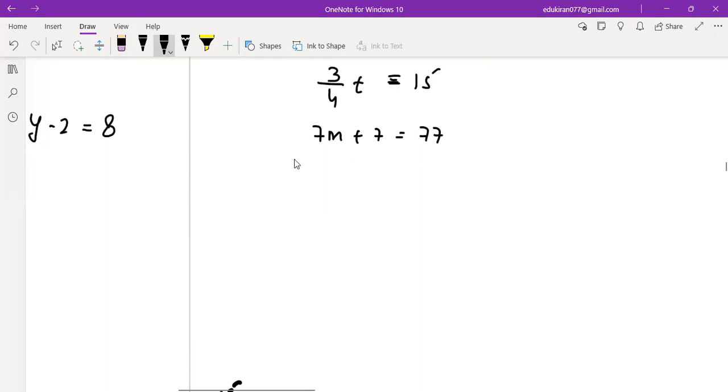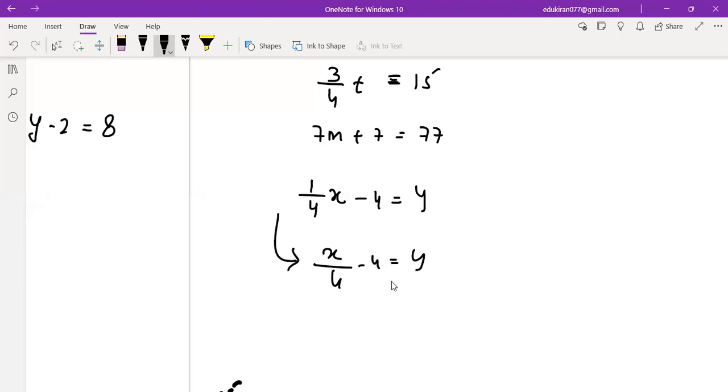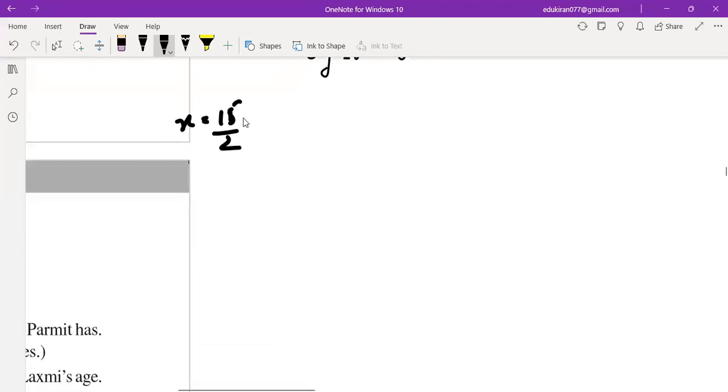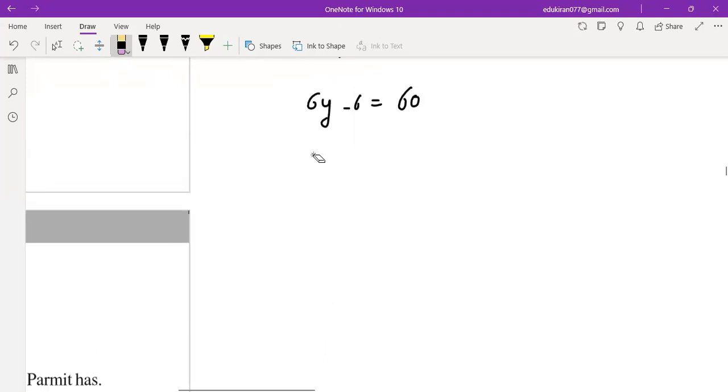Okay. Next question. 1/4 of a number x minus 4 gives you this. So 1/4 of x minus 4 is equal to 4. You can write it like this as well. Right? Both are the same thing. Okay? Okay. Next one is, if you take away 6 from 6 times y. So 6y minus 6 equals 60. Yes? 6y minus 6, ma'am. Yes. The question says, if you take away 6 from 6 times y.